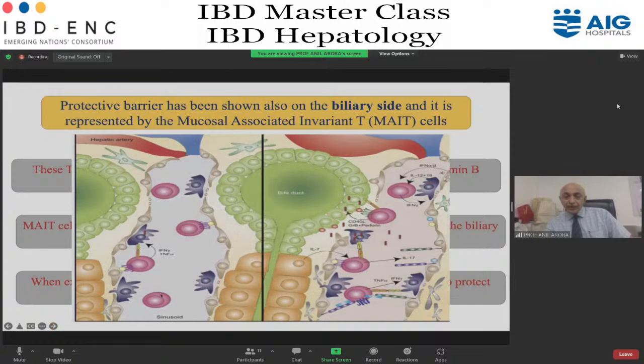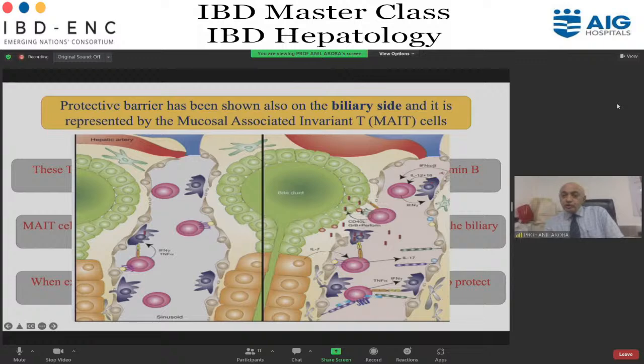This is the porta hepatis. This is a magnified view of the portal venule. This is the bile duct, and this is the hepatic artery venule. So you have a specialized type of T cells, which initially home into the portal venous endothelium, and from there, they transmigrate into the portal areas near the bile duct.